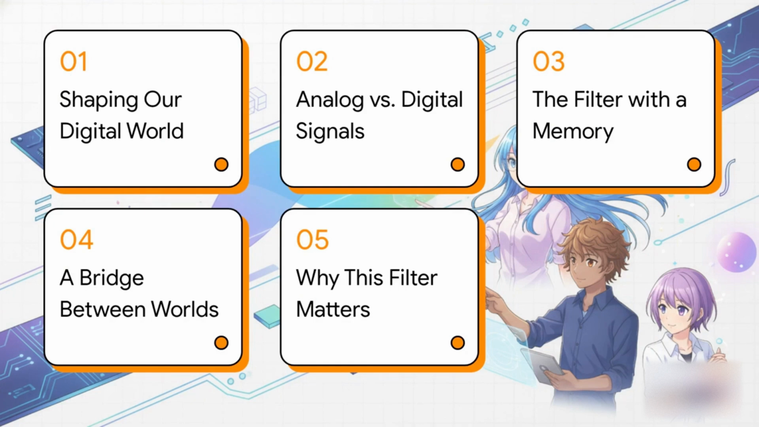First, we'll look at the everyday problems that these filters are built to solve. Then, we'll get into the difference between analog and digital signals, the raw material basically. After that, we'll meet the star of our show, the IIR filter, with its totally unique memory. We'll also uncover the clever trick engineers use to design them. And finally, we'll see why all this matters so much in the tech you use every single day.